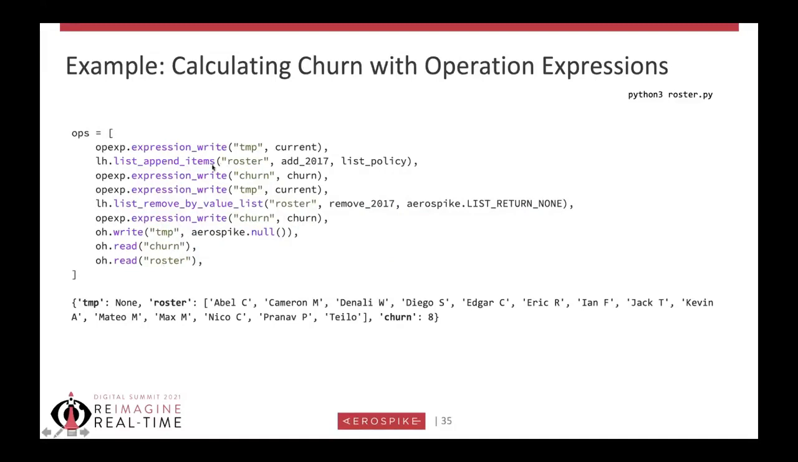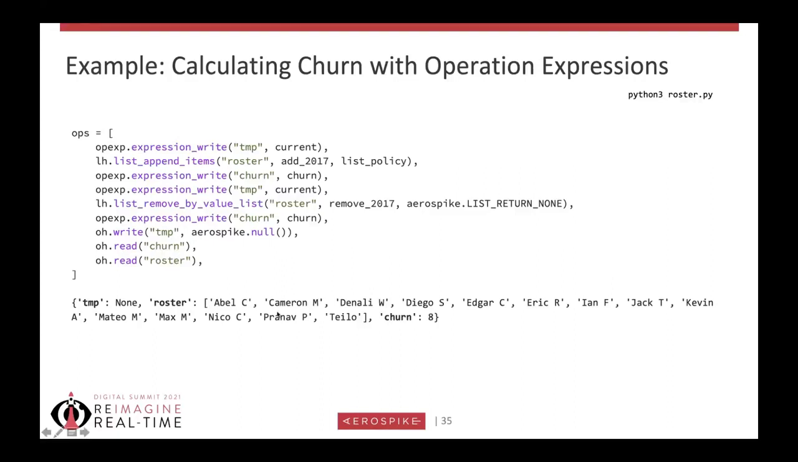So let's go back. The second operation in the transaction is we're going to add the items with that list policy. Now we're going to calculate the churn, okay, after adding the players. Then we're going to get the size of the current list and put it in temp again with a write expression. And now we're going to remove by value the list that we wanted to remove. We're once again going to calculate the churn. And then we're going to clear out this temp bin. Okay, we're going to just throw that out because we don't want that to stick around. And we're going to return the churn and the roster.